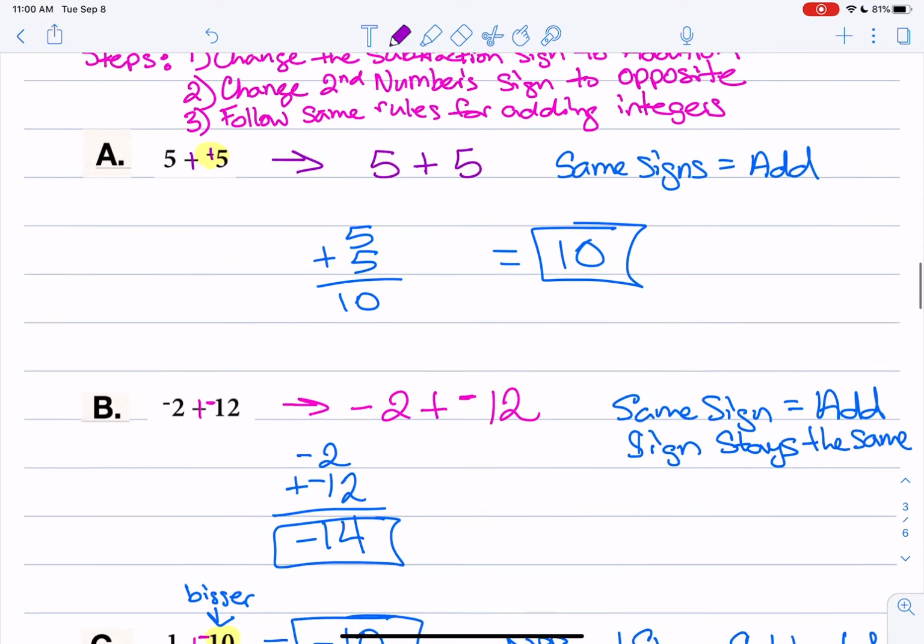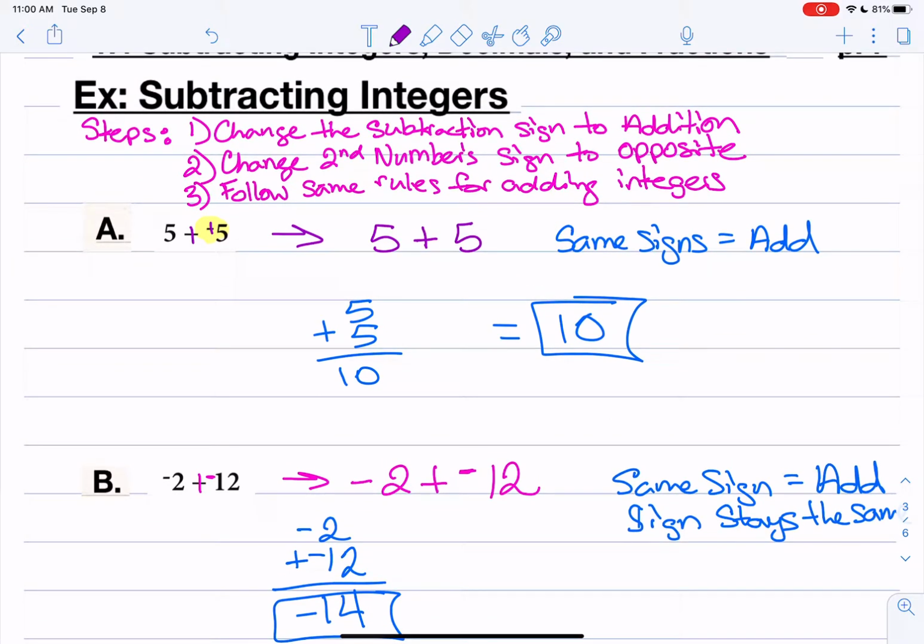Okay? Don't forget, follow these 3 simple rules. You're going to change that subtraction sign to addition. Whatever your second number is, you're going to change its sign to the opposite. So if that second number is negative, you're going to make it positive. If that second number is positive, you're going to make it negative. And then you're going to follow the same rules for adding integers, meaning same signs, you add them together, keep the sign. Different signs, meaning one's positive, one's negative, then you're going to subtract the 2 numbers and use the sign of the bigger number.